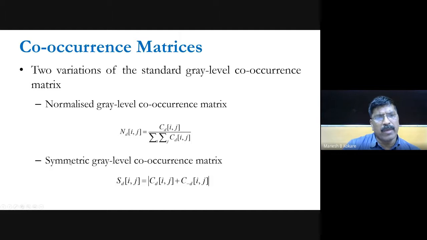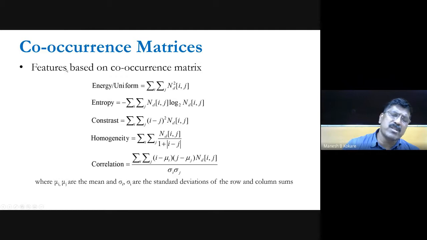Another way is the symmetric gray level co-occurrence matrix, like S(d)(i,j). So symmetric here means S(d)(i,j) plus S(-d)(i,j). This is called the symmetric gray level co-occurrence matrix. So you can obtain the two variations of the standard gray level co-occurrence matrix. And then from whatever matrix you get, you can extract the features. So what kind of features can you extract?